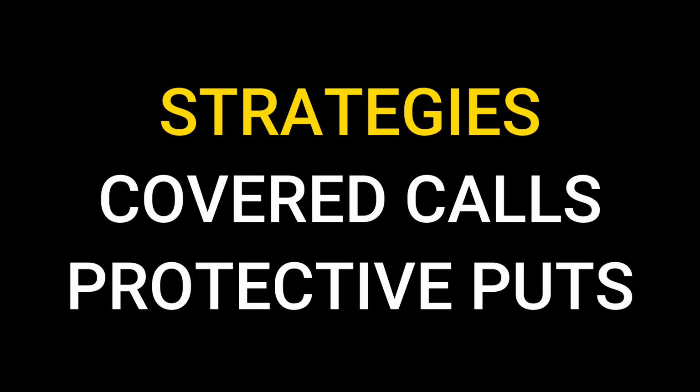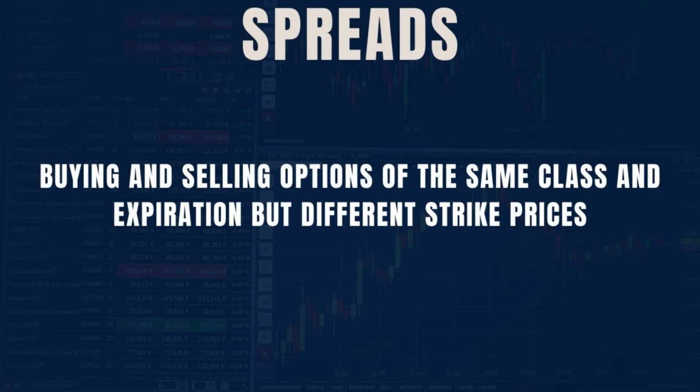So beyond the basic calls and the puts, there are several advanced option strategies that can meet various investment and trading goals. There's spreads. This just involves buying and selling options of the same class, same expiration, but different strike prices. So a bull spread is used when moderate growth is expected.